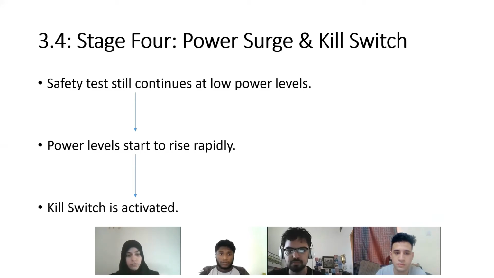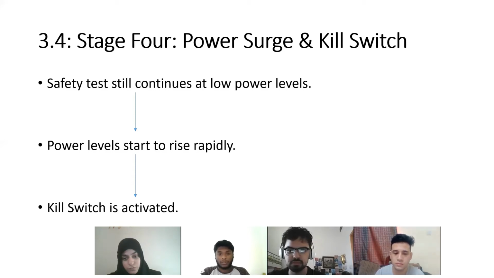Dyatlov insists the safety test still continues at such low power levels. The safety test is supposed to begin at 700 megawatts, but when they tried to increase the power back to 700 megawatts from 50 megawatts, they could only reach a maximum of 200 megawatts. In order to increase the power level back to 700 megawatts, there are 211 control rods present in reactor number 4 at Chernobyl. They remove 205 control rods out of 211 control rods. Only 6 remain inside the reactor.